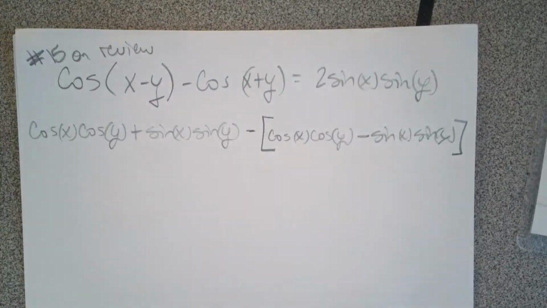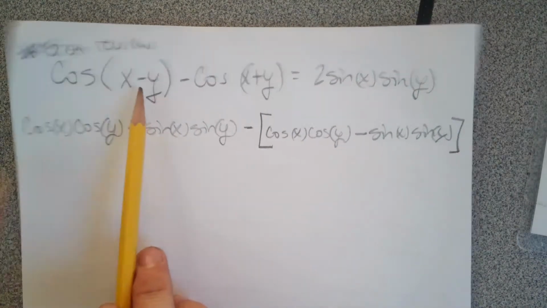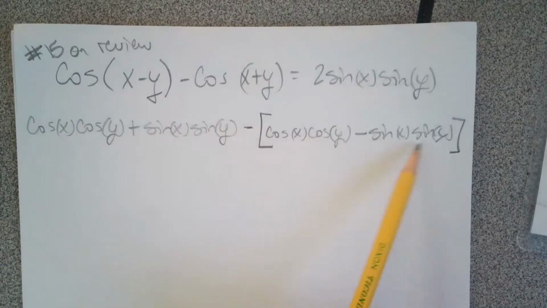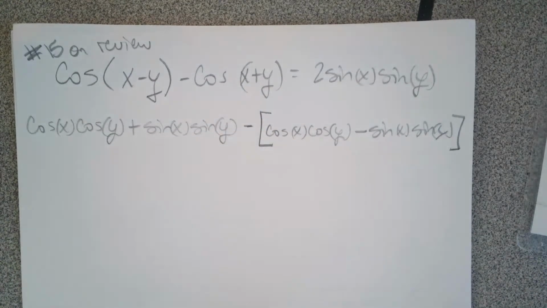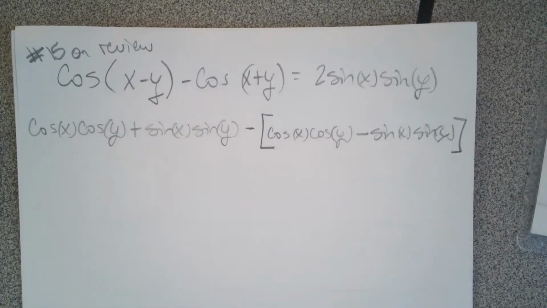I'm going to pause right there. Are we okay with that? This right here is literally just the difference identity for cosine. If y'all look at your identity sheet, your reference sheet, okay? This right here is literally the sum identity for cosine. I just expanded it out and made sure I'm subtracting that whole thing. All right, now what?